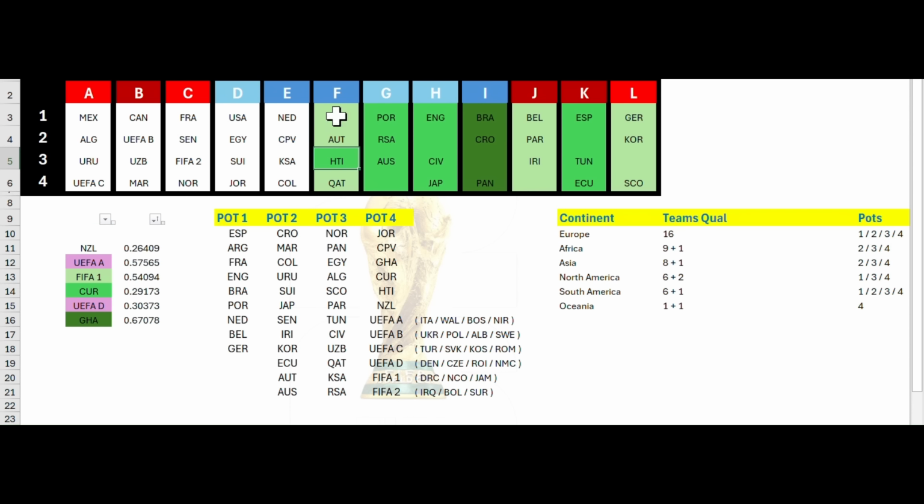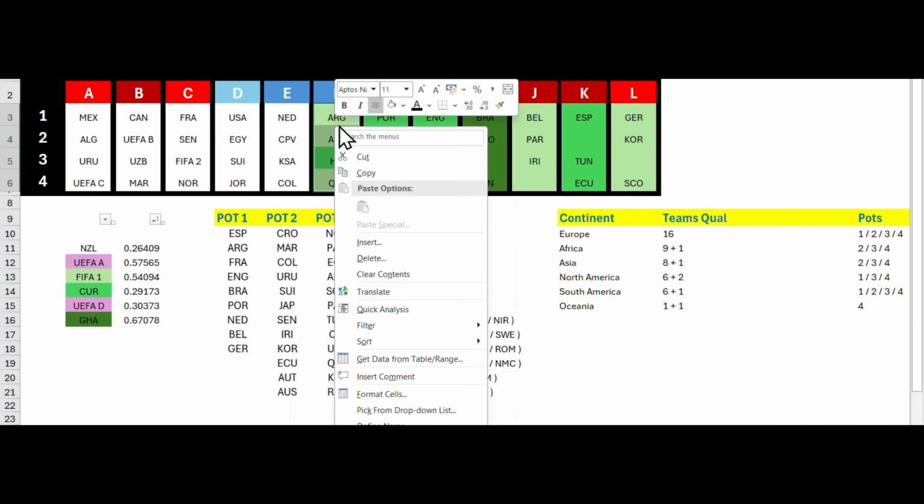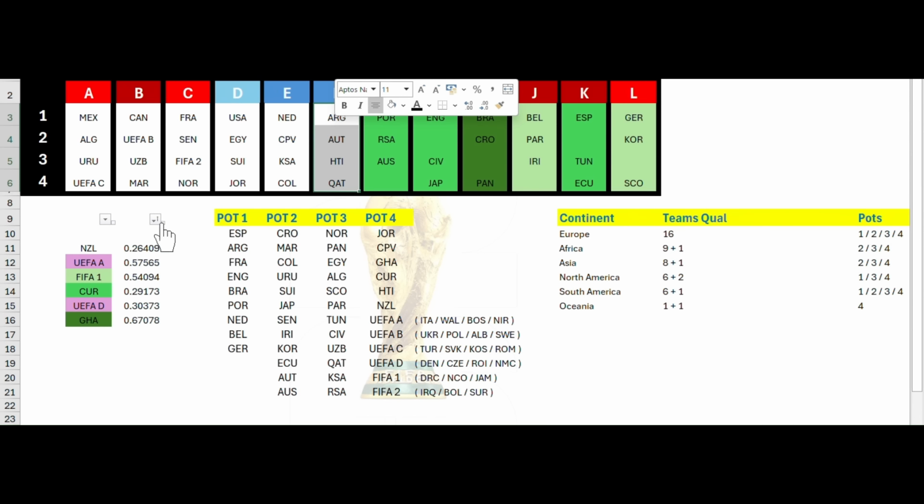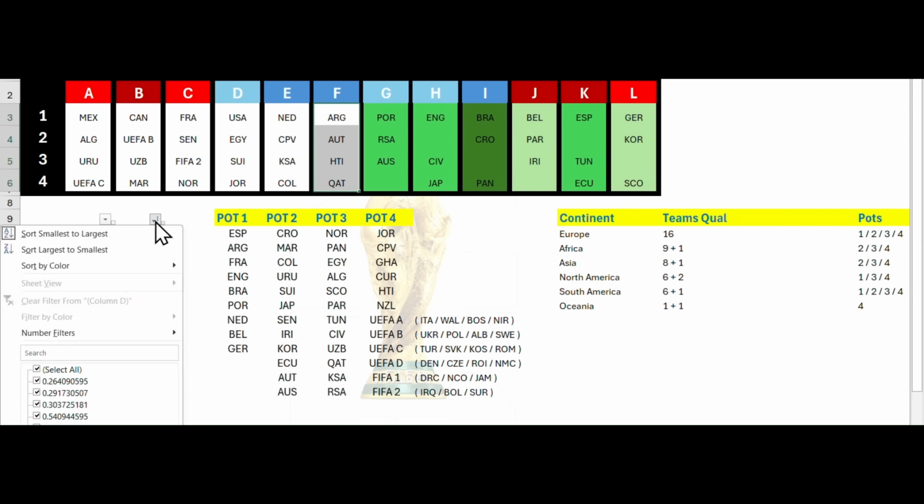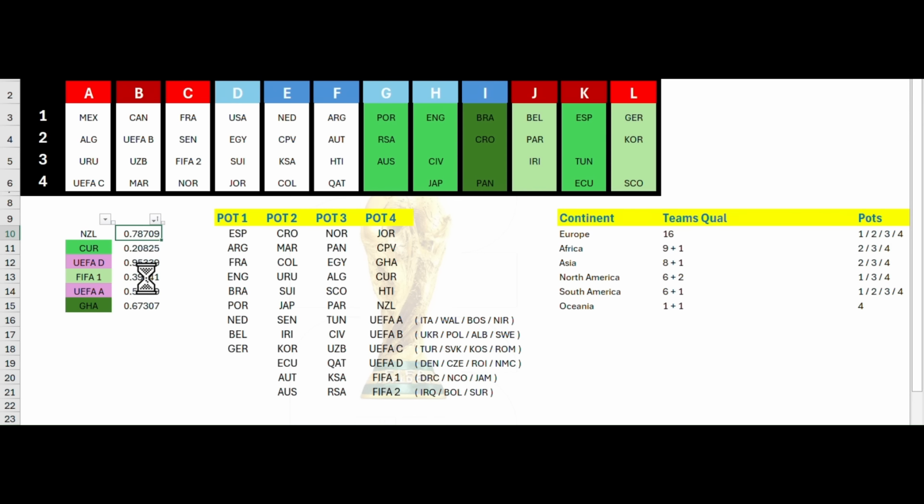Group F is available for Haiti. Haiti versus Qatar in the first match. New Zealand into Group G, playing Australia in the first match.